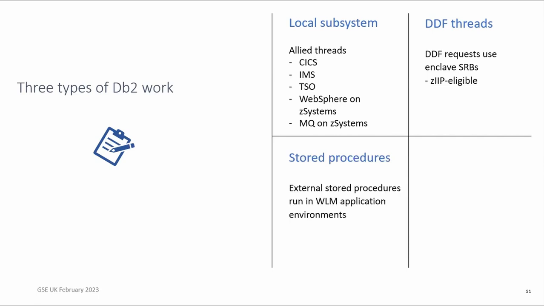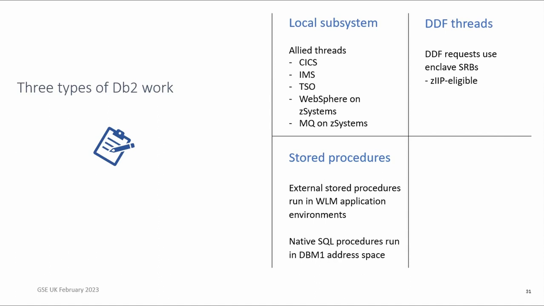There are 2 kinds of stored procedures. There are external stored procedures. These run in WLM-managed stored procedure address spaces, which are defined with application environments, which is basically the JCL to run them. And there are native SQL procedures, and these run in the DBM1 address space.